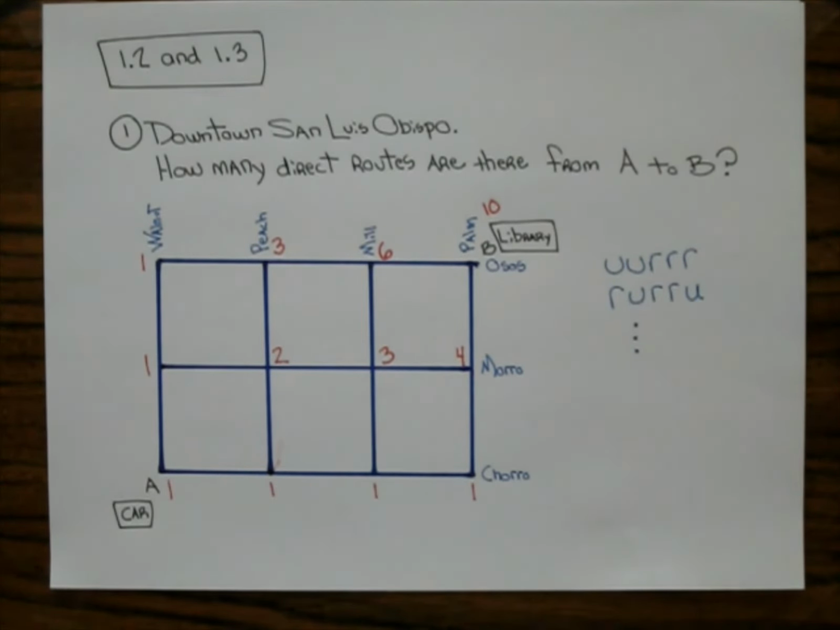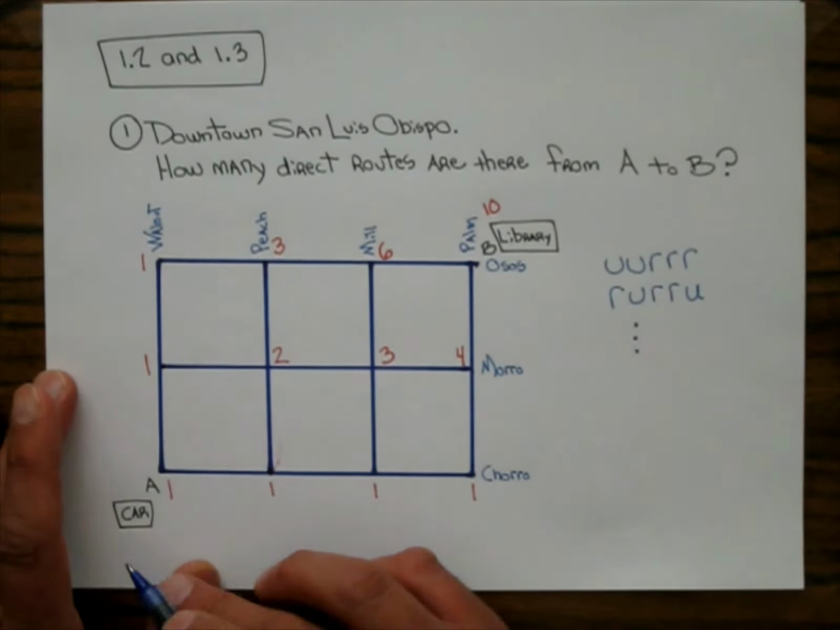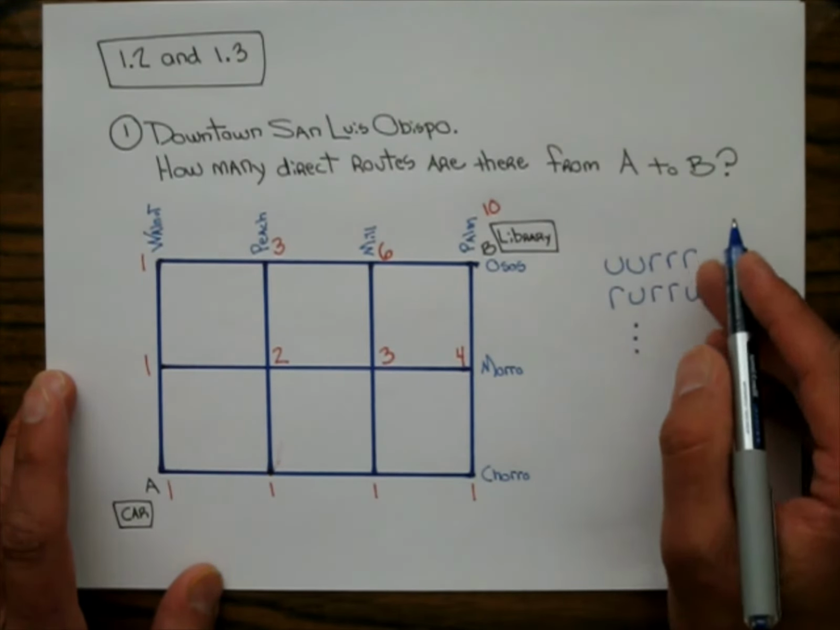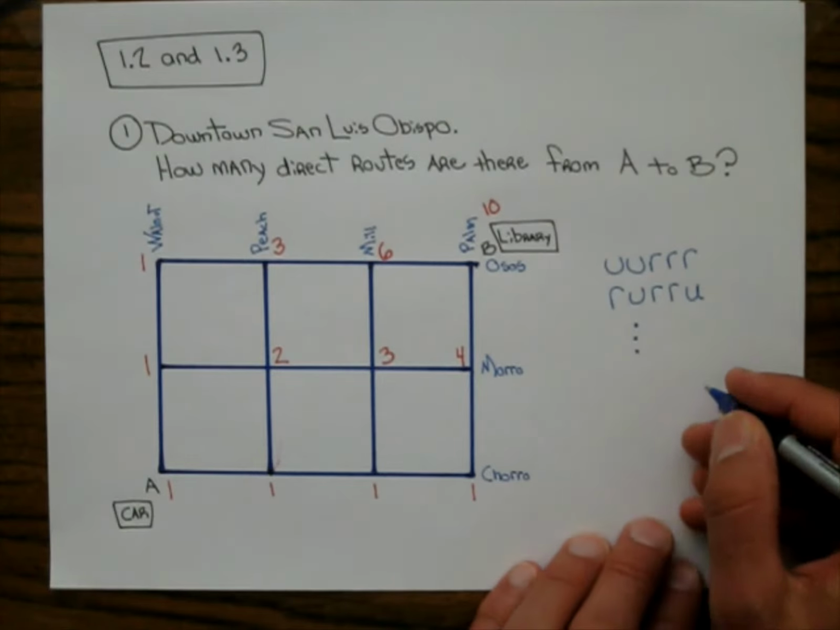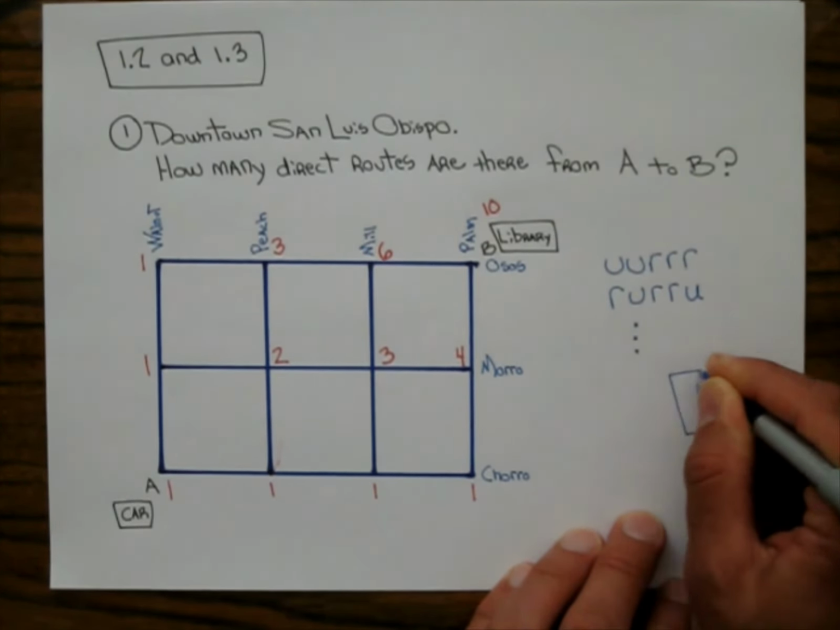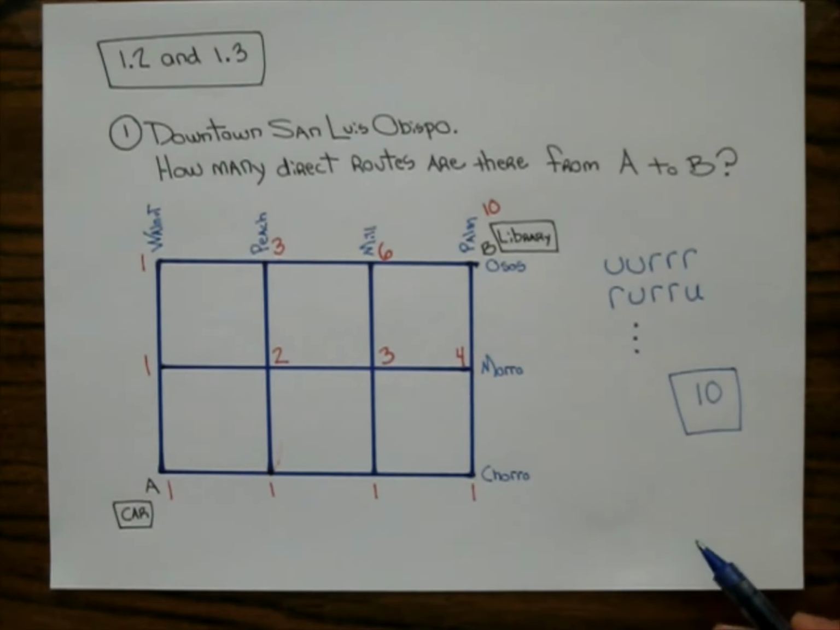So how many direct routes are there from your car to the library, or from A to B? The answer is 10. Now when you're taking the test, you'll get a problem that's like this. You don't have to say 10 routes. You could just say 10. That's going to be acceptable.